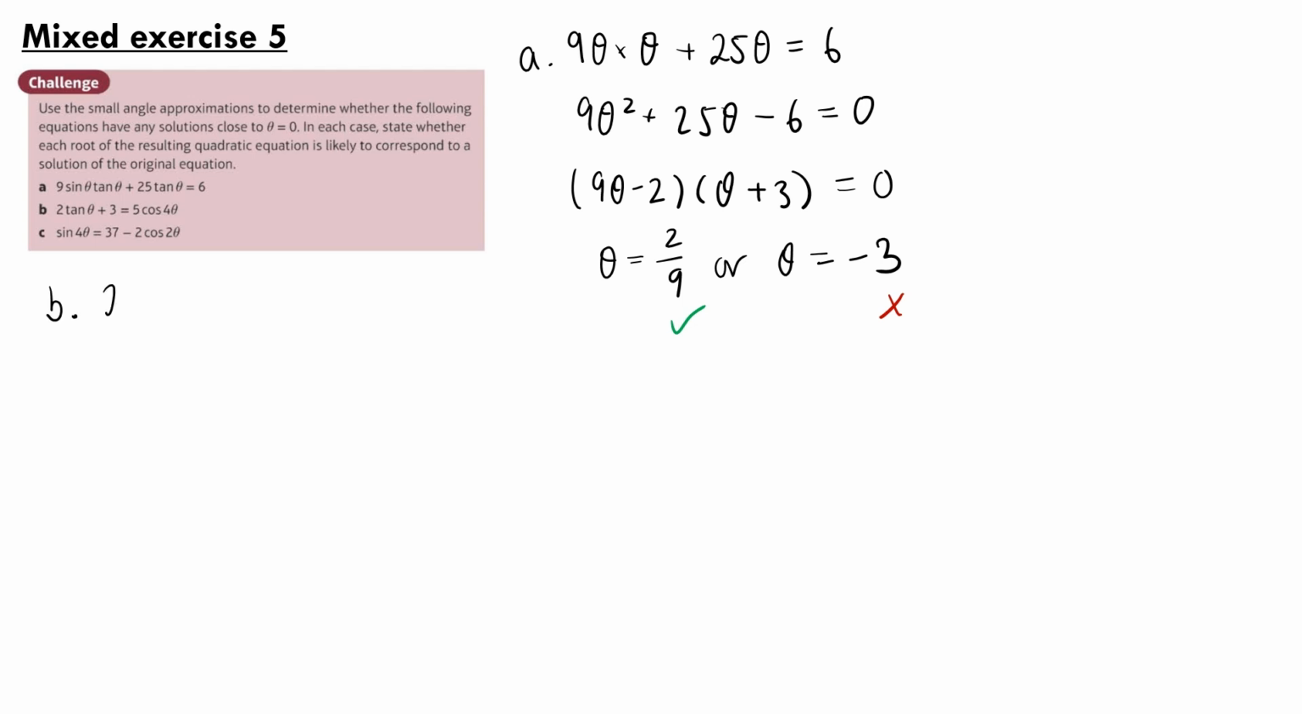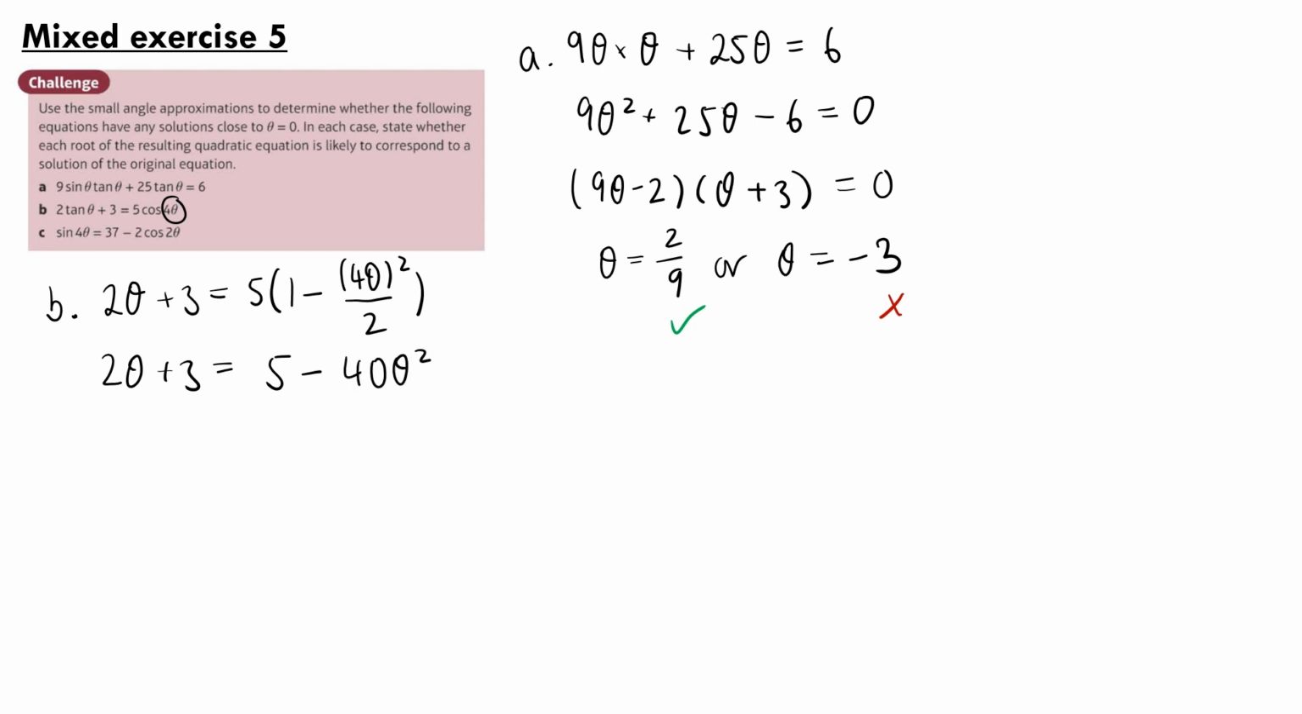again, 2 tan theta is approximately equal to 2 theta, plus 3 equals 5 cos of 4 theta, and now here we have to be careful, this is 5, and the approximation for cos theta is 1 minus theta squared over 2, but here theta is actually 4 theta, all squared over 2. Make sure you include the brackets everywhere. And here we have 2 theta plus 3 then is equal to, well, 5 minus 4 theta squared is 16 theta squared times 5 is 80 theta squared over 2, so 40 theta squared.